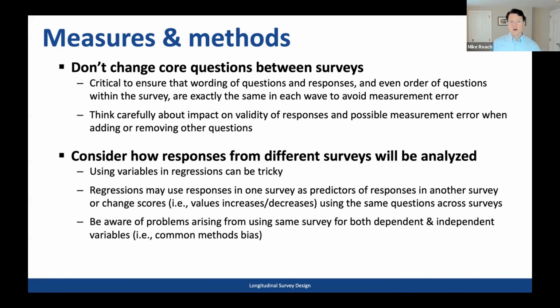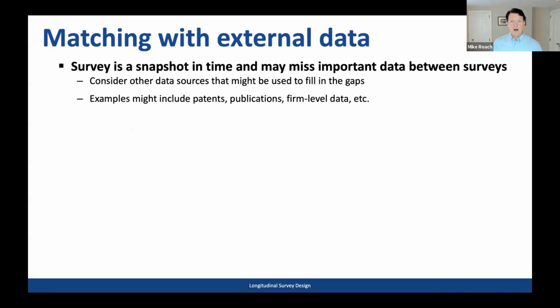You also want to be aware of some of the problems that arise from using the same data, the same method, that is the survey data, for both the independent variable and the dependent variable. What are some of the problems with that? That leads to common methods bias, which can be a big problem, especially for reviewers who are more familiar with using administrative data or other types of data and are a little more skeptical of surveys.